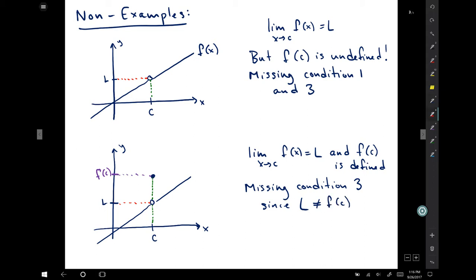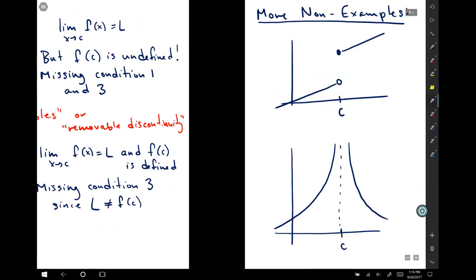So both of these types of discontinuities are what are called holes, or more technically, removable discontinuities. So these are one type of discontinuity. Here's another example of a different type of discontinuity.